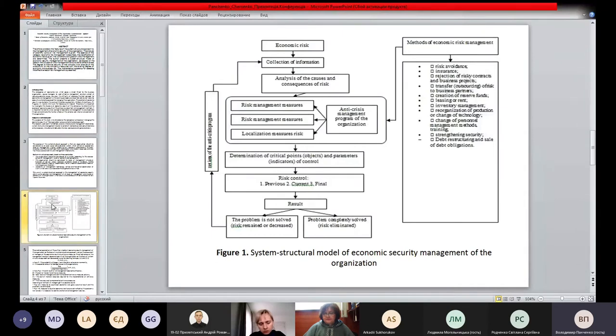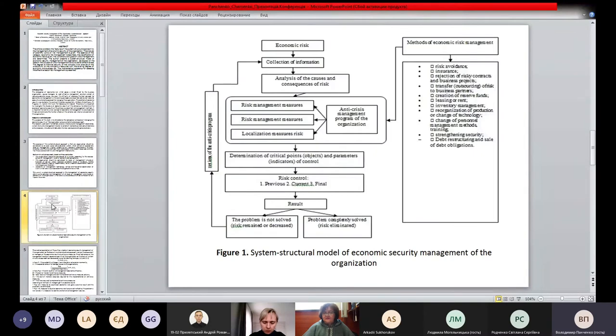The use of the system structural approach in the management of economic security allows us to consider risk management at all levels of management and structural elements of the organization, which allows us to develop an effective model of any type of business. Three, features of economic security management of the organization.